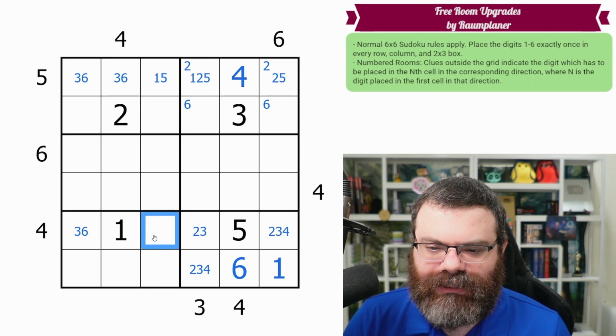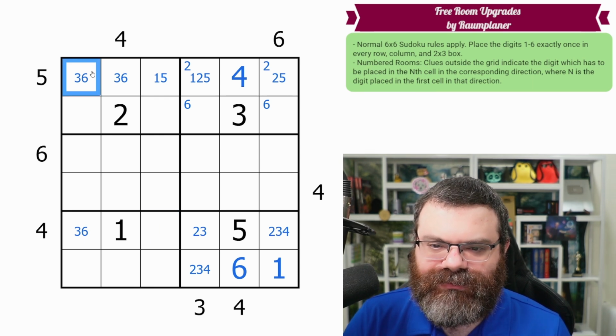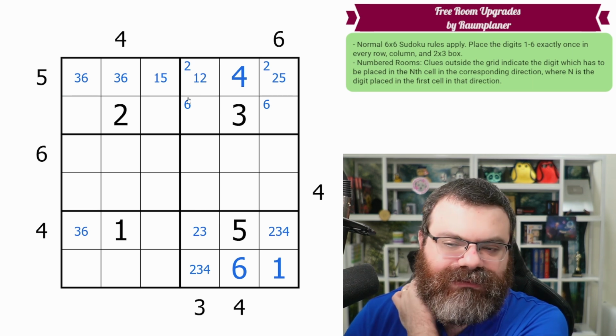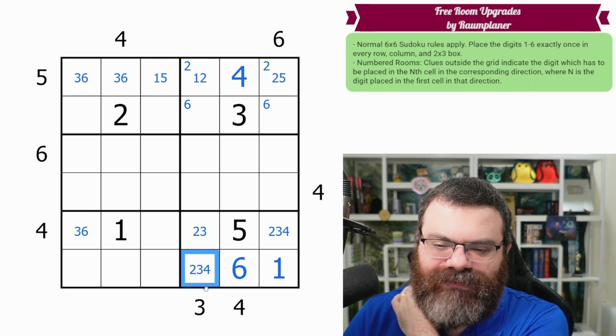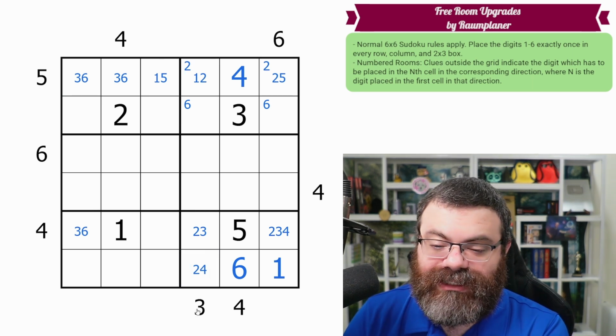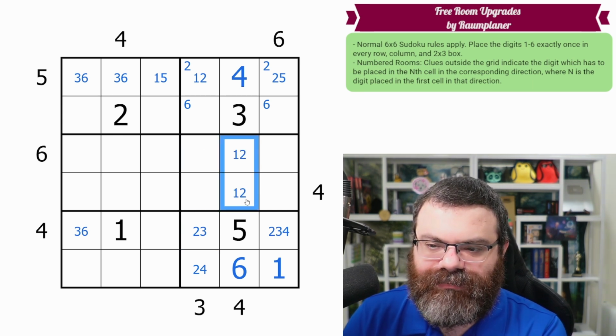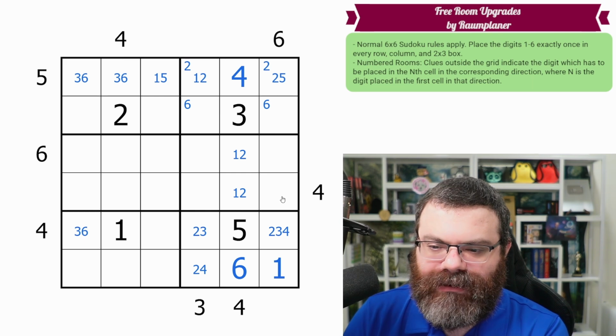All right. What else can I do? This 5 is in 3 or 6, so this can't be a 5. I haven't looked at this 3 clue, so this can't be a 3 because it is a 3 clue itself. So that means the 3 is here or here, either of which seems fine. This is a 1, 2 pair. Let's get that.